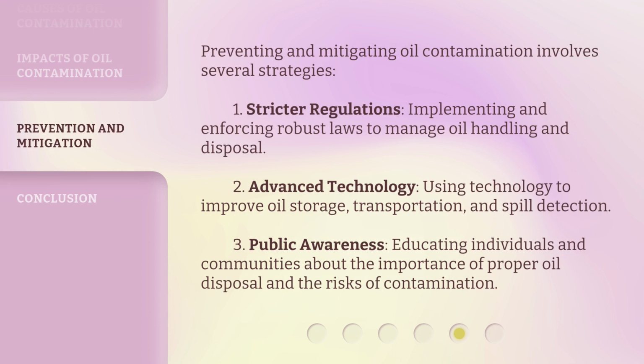Preventing and mitigating oil contamination involves several strategies. 1. Stricter regulations. Implementing and enforcing robust laws to manage oil handling and disposal. 2. Advanced technology. Using technology to improve oil storage, transportation, and spill detection. 3. Public awareness. Educating individuals and communities about the importance of proper oil disposal and the risks of contamination.